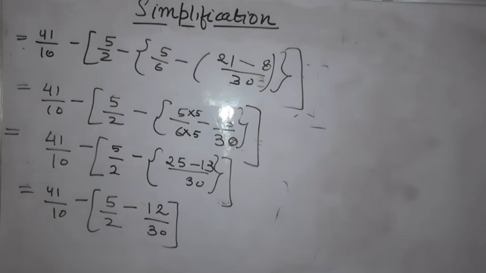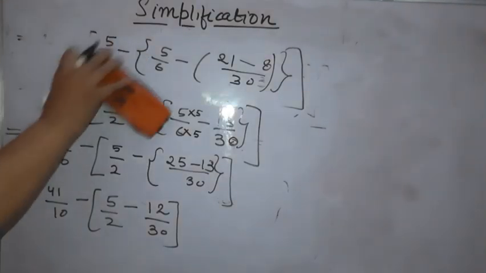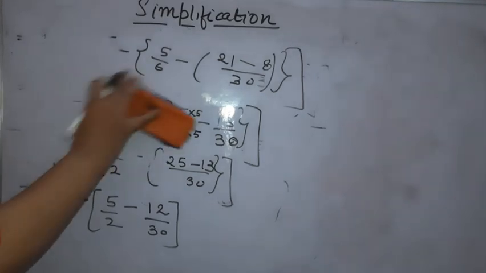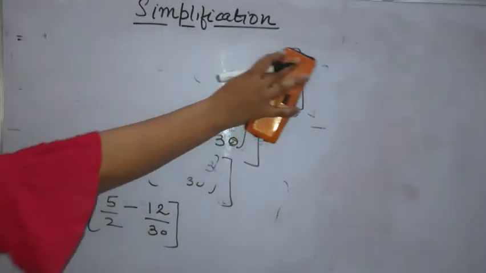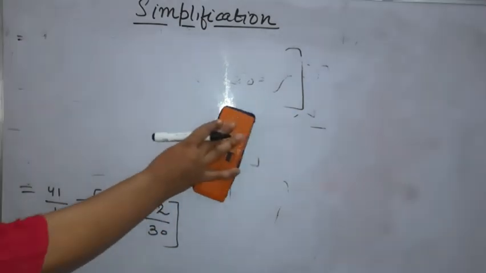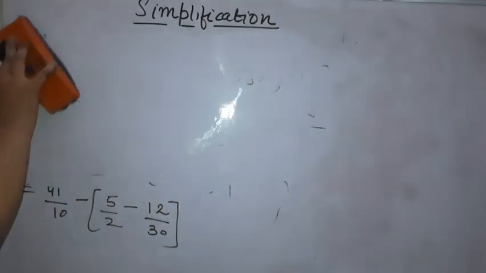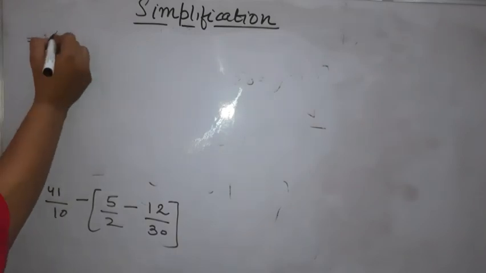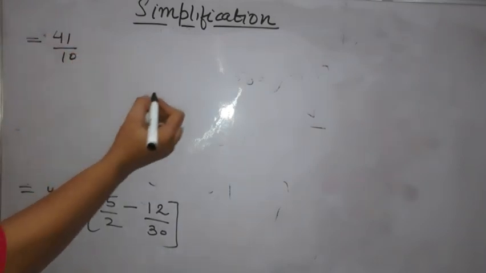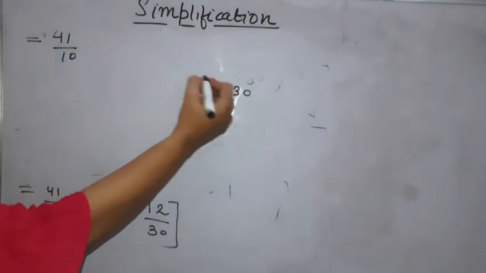Now the curly bracket is also removed, only square bracket is left. Now let's move on to remove the square bracket. So what is the LCM of 2 and 30? The LCM of 2 and 30 will be 30 because 30 is divisible by 2. You can, if you want, solve the LCM in the rough column and check. So मैं आपको करके दिखा देती हूँ.